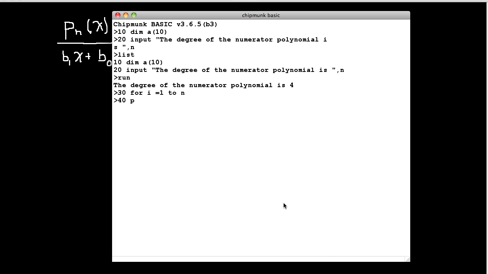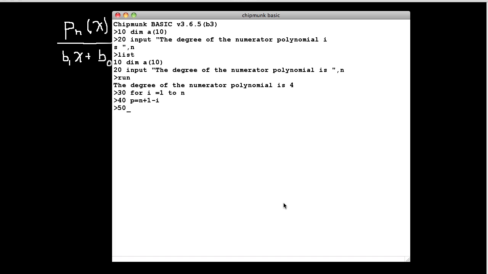Okay, P equals n plus 1 minus I. So this way, when I is equal to 1, P is equal to n. When I is equal to 2, P is equal to n minus 1. So I'm going to be inputting the polynomial coefficients starting from the back and working toward the front. And now I'll put in a statement 50.